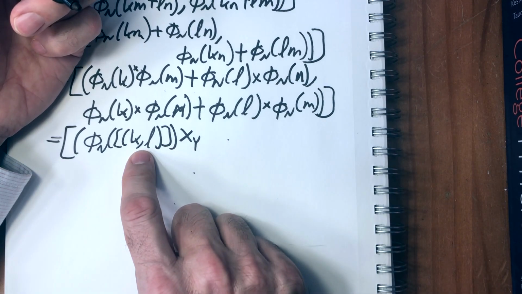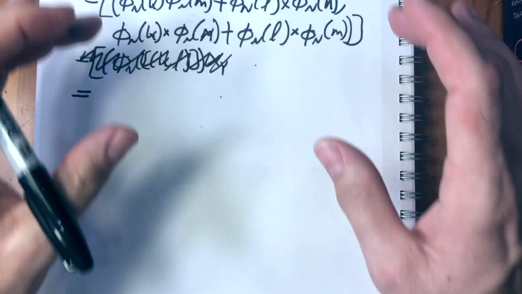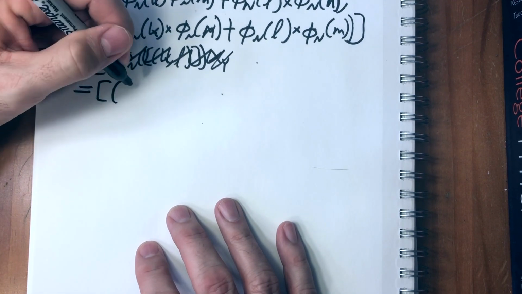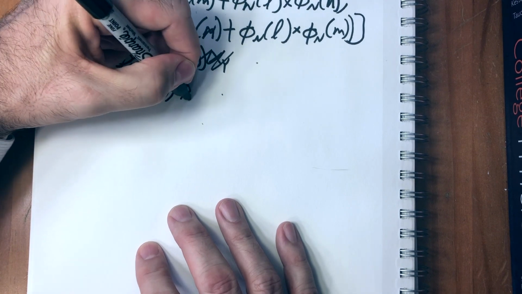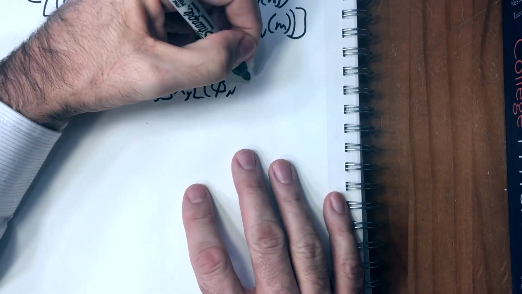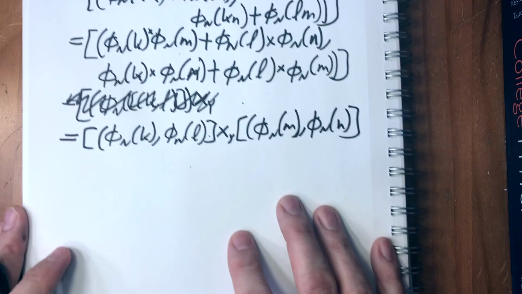Wait, I think I got these. Oh, yeah, I got these wrong. Let me do this again. Equals. We're going to end up with two integers. We're multiplying two integers. So we have the first one is phi n of k, phi n of l times, in y, phi n of m, comma, phi n of n, right?